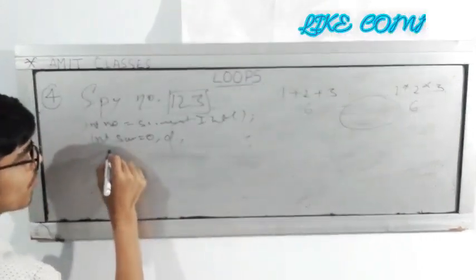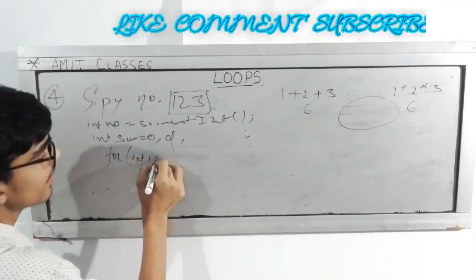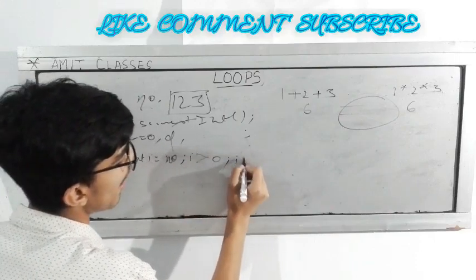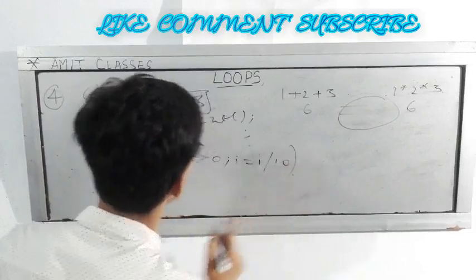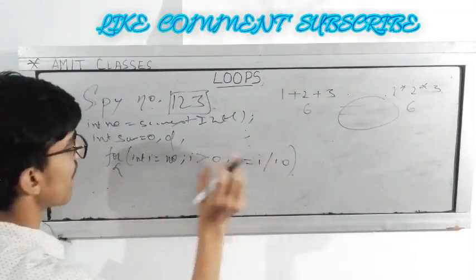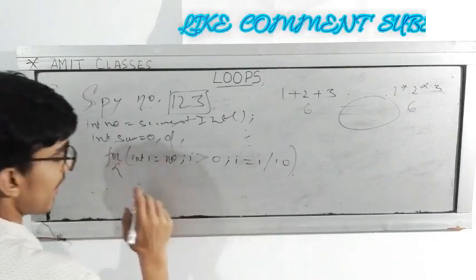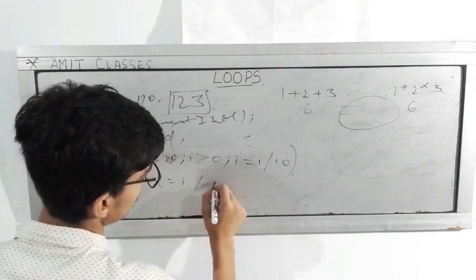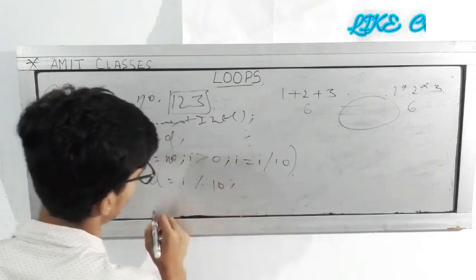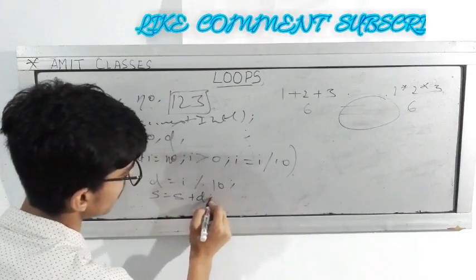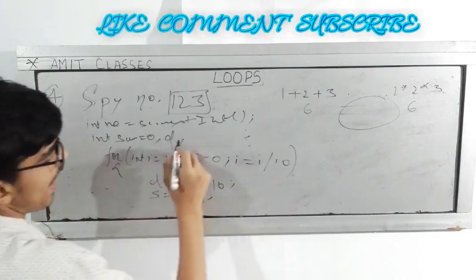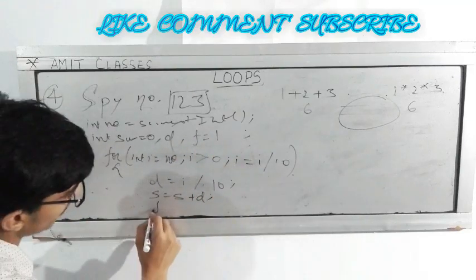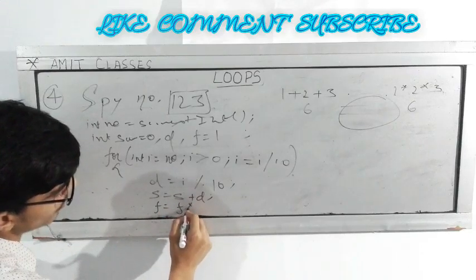So what we have done: for int i is equal to number, i is more than 0, i is equal to i by 10. We have done till here. So d is equal to i mod 10. S is equal to S plus D. What is this? Sum. And 1 f is equal to 1. So f is equal to f into d.